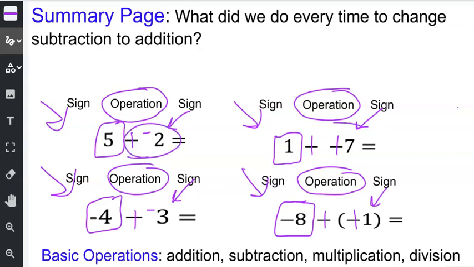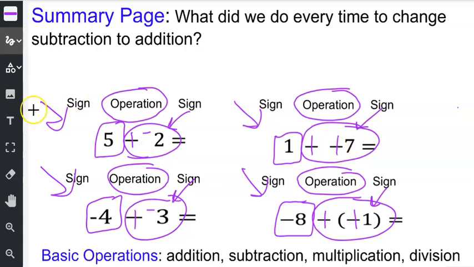In this example, what's happening to the 1 is you could either say you're subtracting a -7, or you could say we're adding a +7. To the -4, you could say that we are adding a -3, or you could say you're subtracting a 3. Down here, -8, you could either say you're subtracting a -1 or you're adding a +1. So we're trying to see that the subtraction is the same as adding the opposite.